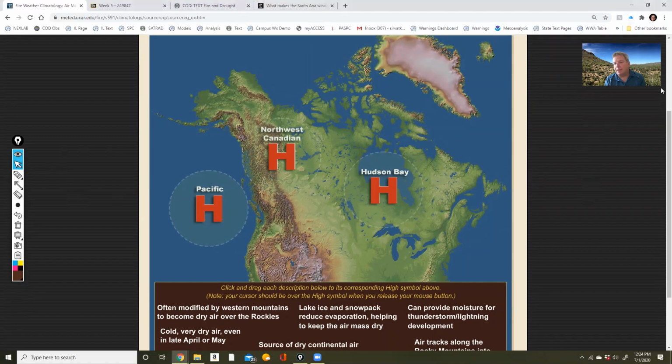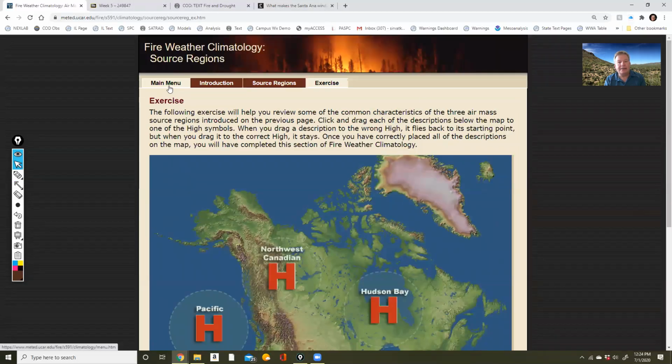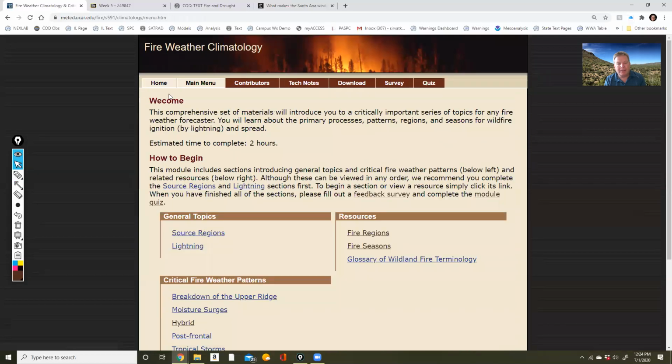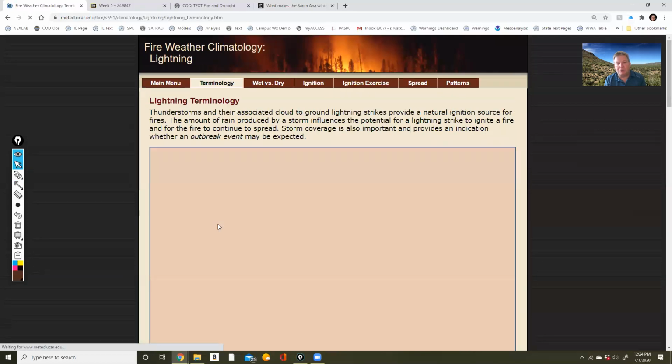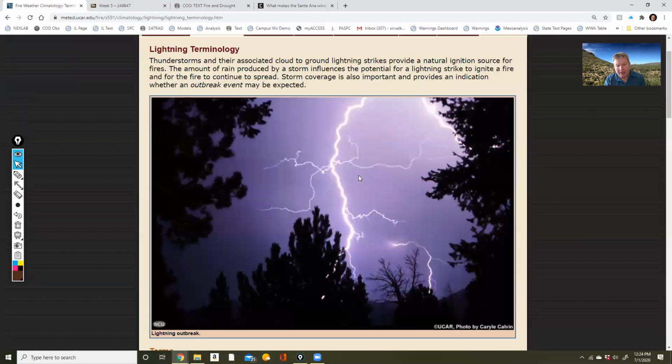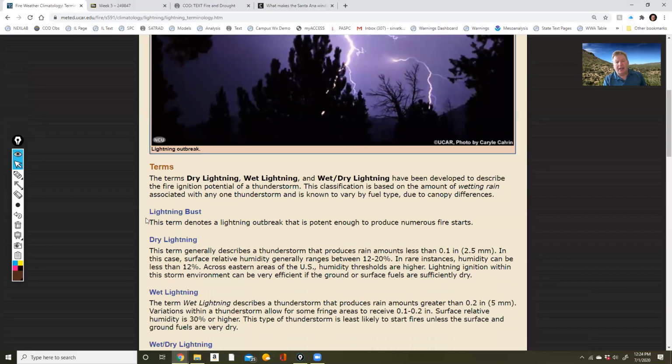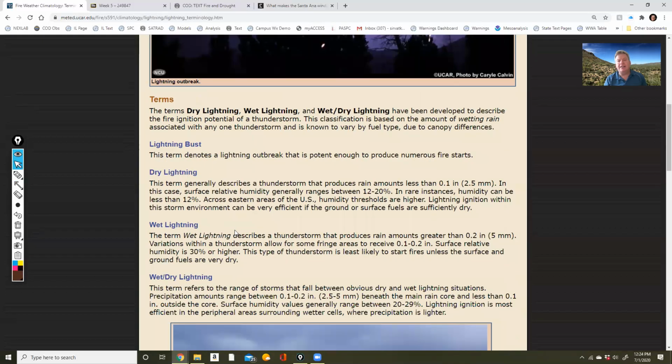Okay, let's go back to the main menu. And now we're going to go to lightning, and I'm going to do this kind of quick. Lightning, and here are some of the terms that we defined. The key term here is dry lightning. And dry lightning means it's thunderstorms with less than 1/10 of an inch of rain.